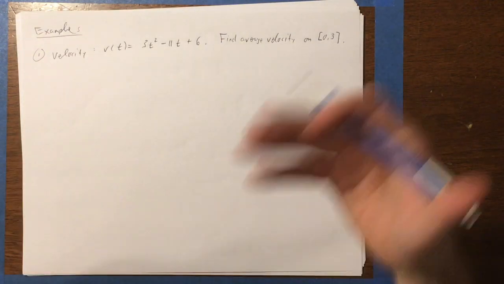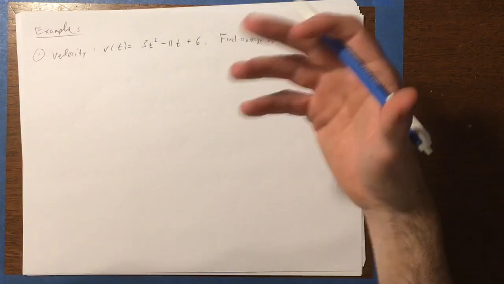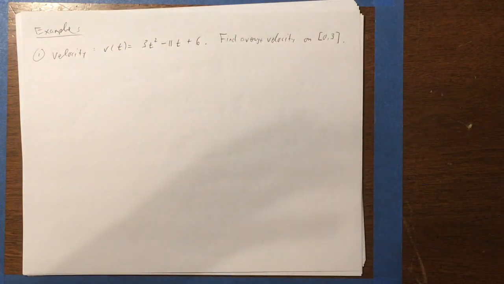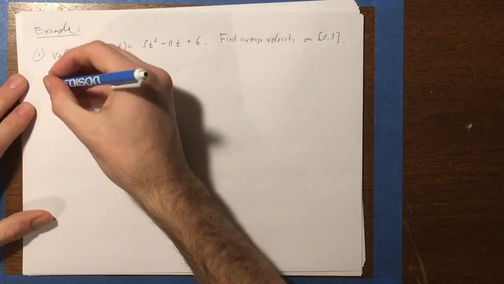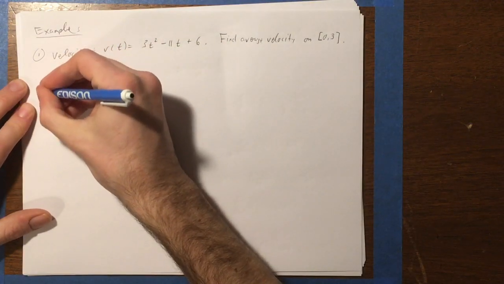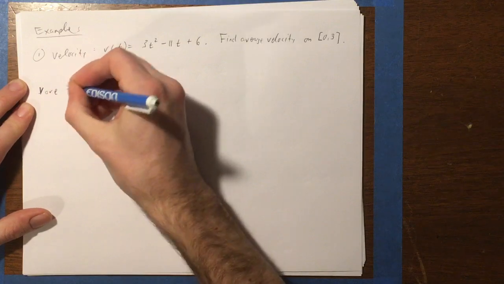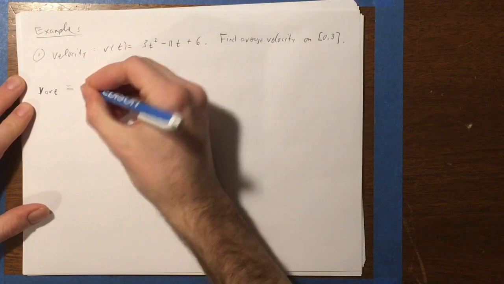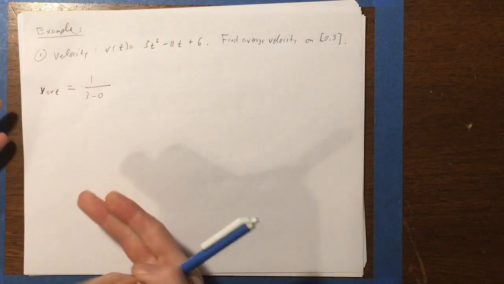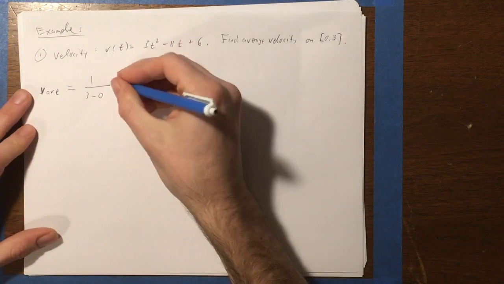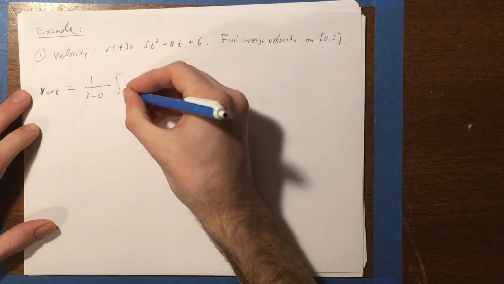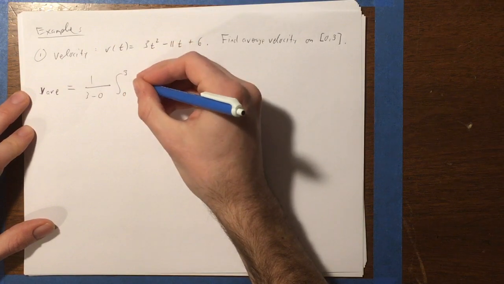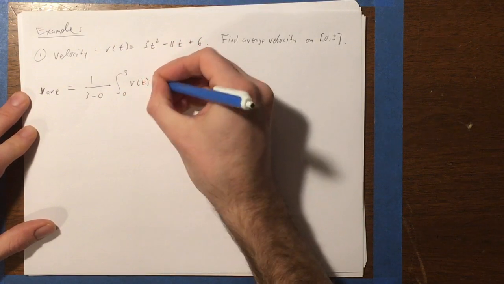This object is speeding up and slowing down, right? It's moving forwards, it's moving backwards. So to find the actual average velocity on a given interval, what we need to do is use an integral. So the v average on the interval 0 to 3 is going to be 1 over 3 minus 0, the length, 1 divided by the length of the interval, and then times the integral from 0 to 3 of our velocity function, v of t, dt.